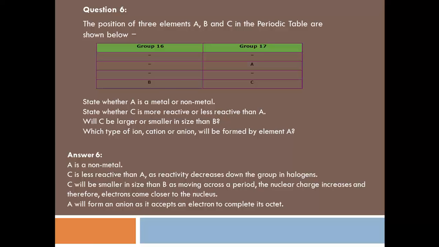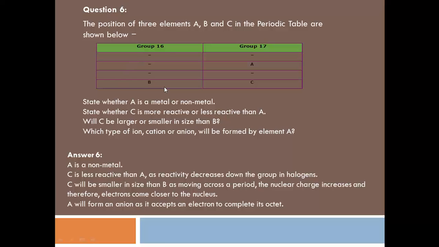Now we know that while gaining electrons, a smaller atom will gain electrons easily because the last shell of the atom will be closer to the nucleus than in a bigger atom. Therefore, A is more reactive than C, or in other words we can say C is less reactive than A. Now the third question is, will C be larger or smaller in size than B?